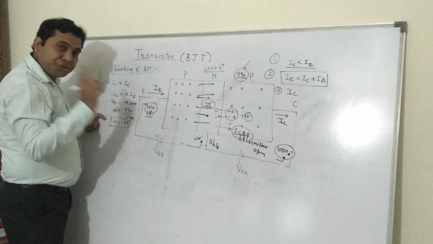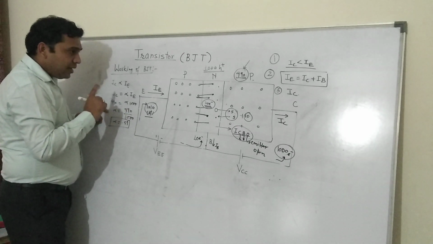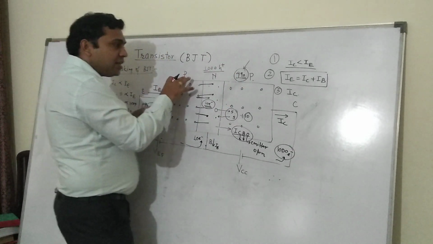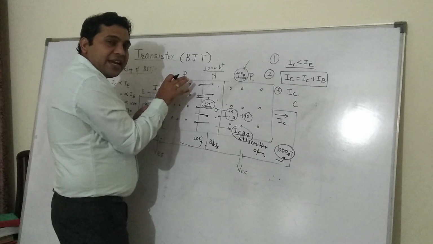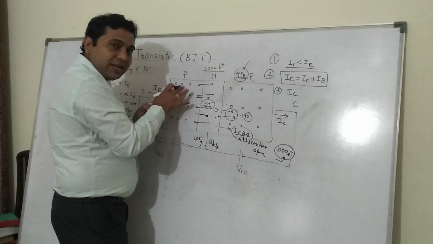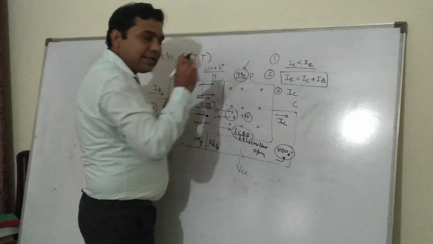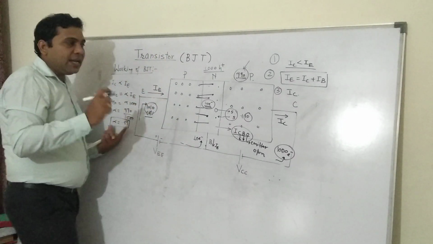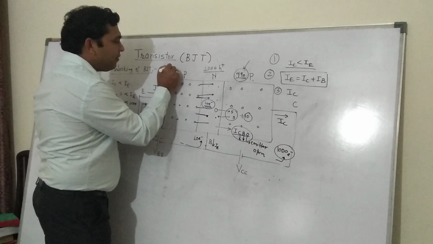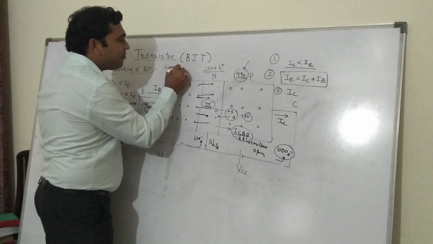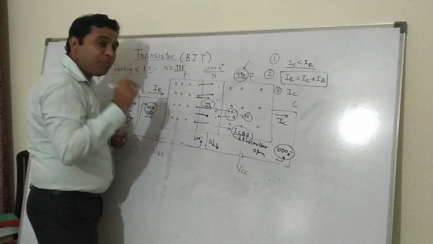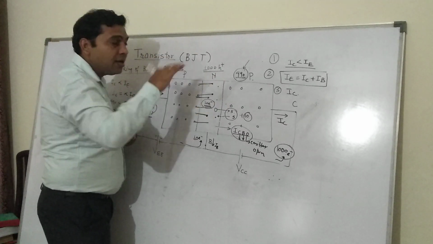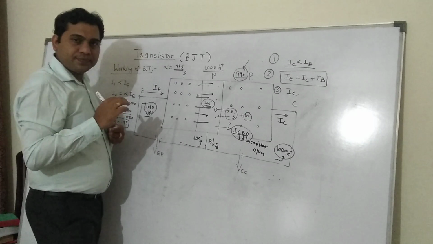That means 99% of the majority charge carriers emitted by the emitter reach the collector junction. This is the meaning of alpha equal to 0.99. If alpha equals 0.995, that means 99.5% of the majority charge carriers emitted by the emitter are reaching the collector junction.